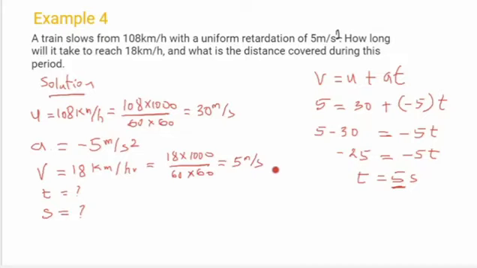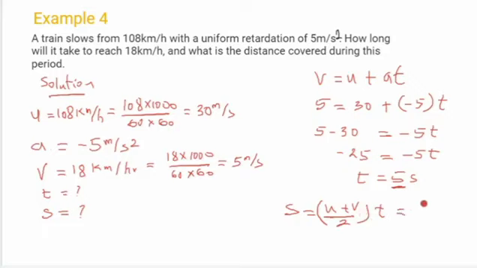Now to find the distance, you use any of the equations that have distance. You can use equation 1 or equation 3 or equation 4, any of them. So we can decide to use any one. V square equals U square plus 2AS, or we use just a simple one, S equals U plus V over 2 times time. We're still going to get our answer.